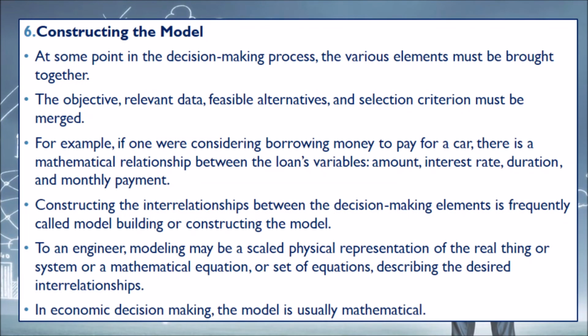Step 6. Constructing the model. At some point in the decision-making process, the various elements must be brought together. The objective, relevant data, feasible alternatives, and selection criterion must be merged. For example, if one were considering borrowing money to pay for a car, there is a mathematical relationship between the loan's variables: amount, interest rate, duration, and monthly payment.